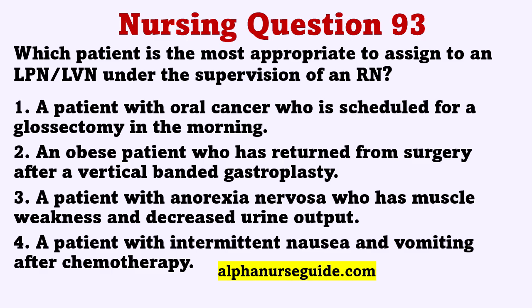The correct answer is 4. A patient with intermittent nausea and vomiting after chemotherapy. Rationale. Nausea and vomiting are common after chemotherapy. Administration of antiemetics and fluid monitoring can be done by an LPN/LVN. The RN should perform the preoperative teaching for the glossectomy patient. Patients returning from surgery need extensive assessment. The patient with anorexia is showing signs of hypokalemia and is at risk for cardiac dysrhythmias.